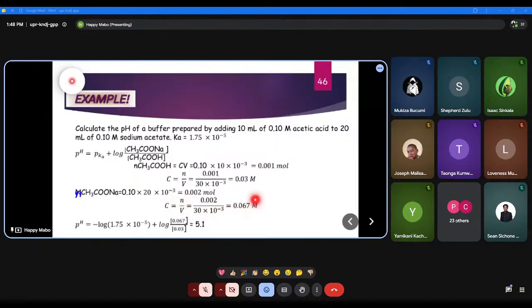Then we use the total volume against those number of moles. We find that the concentration of sodium acetate in this particular solution is going to be equal to 0.067 molar. So now if for some reason you rushed into using that concentration and that concentration, the answer that you're going to find was going to be a wrong answer.